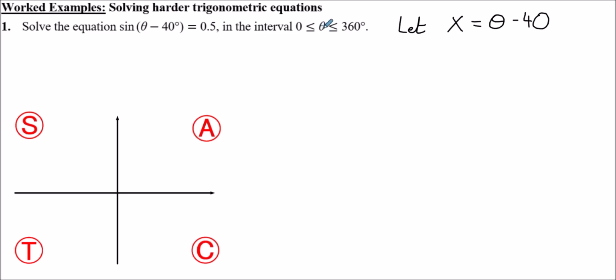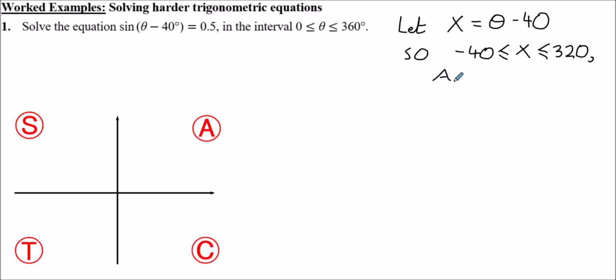We wanted theta to be between 0 and 360. Because x is whatever theta is but 40 less each and every time, we just subtract 40 from the lower limit and the upper limit of the range. So we want our x to be from 0 minus 40, which is minus 40, all the way up to 360 minus 40, which is 320.